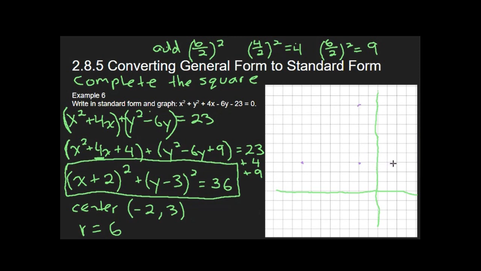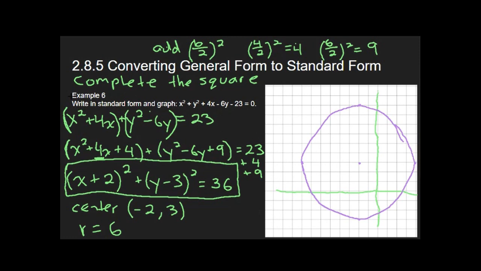1, 2, 3, 4, 5, and I left just barely enough room there. Let's see if I can get it on there. 1, 2, 3, 4, 5, 6. Okay, and then that would be our circle. Let's see how well I can do a bigger one. It's harder to do bigger. Sorry guys. You know what a circle looks like. Okay, so we have written in standard form and graphed the circle defined by this equation.